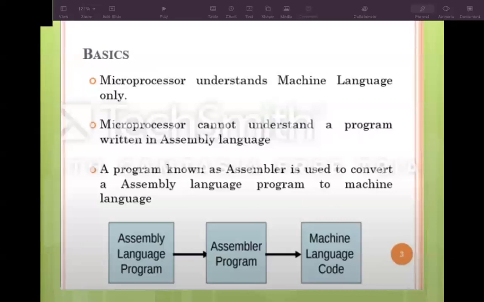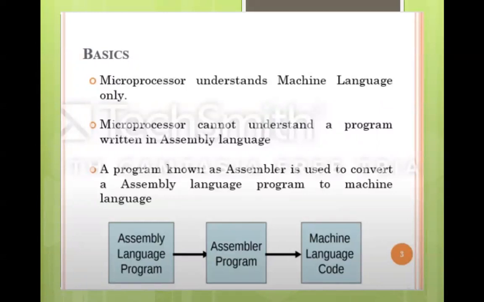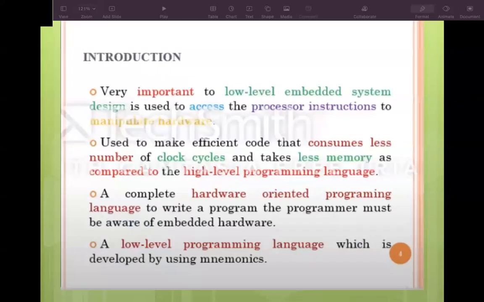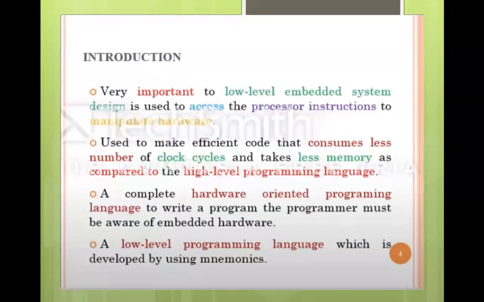Microprocessor understands machine language only. As we all know, a microprocessor cannot understand a program written in assembly language. A program known as an assembler is used to convert an assembly language program into a machine language program. In this diagram, we can understand that firstly the assembly language program is given to the assembler, then converted to machine language code. So now let's move to the introduction about the topic.